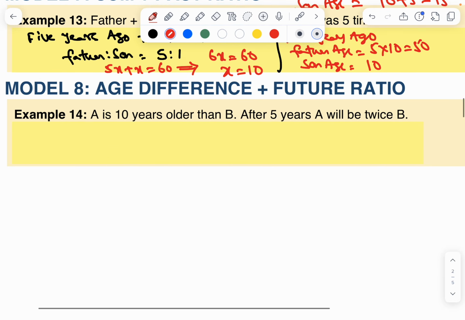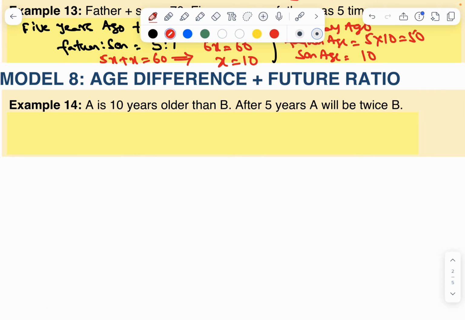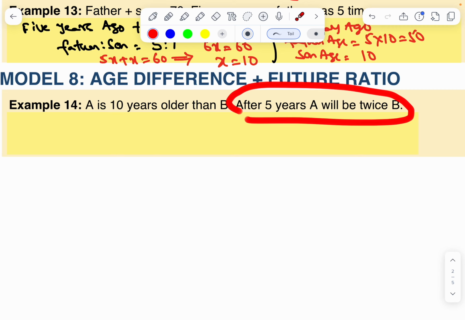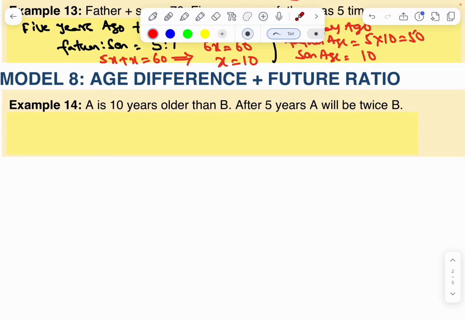Next. This is the most important model. Age difference plus future ratio. A is 10 years older than B. After 5 years, A will be twice B. What is the age of A and B?